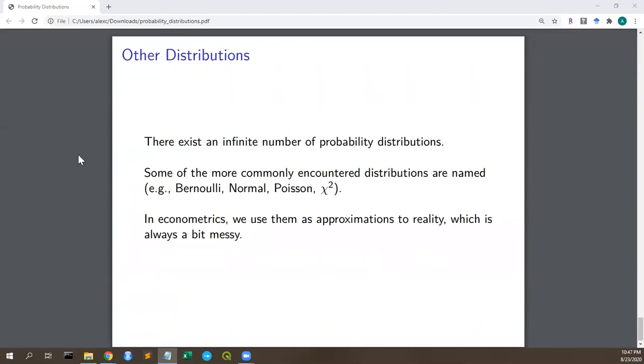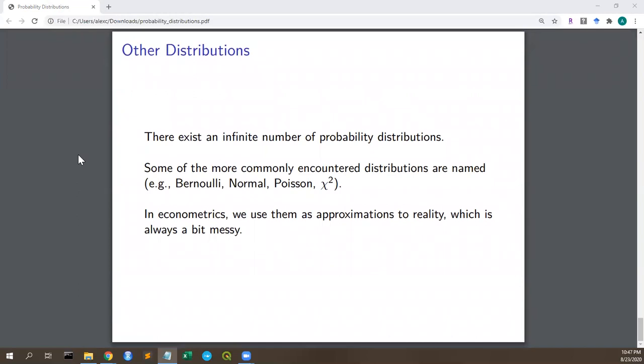And then there are an infinite number of probability distributions. You could have the Bernoulli, the normal, a Poisson distribution, chi-squared distribution. There are tons. So in econometrics, we use these things to approximate reality. So for example, we will use the Bernoulli distribution to estimate binary outcomes, right? So did somebody get fired or something like this? Or we'll use a normal distribution in terms of maybe we wanted to predict somebody's height, and we're going to assume that the distribution of height is normally distributed.